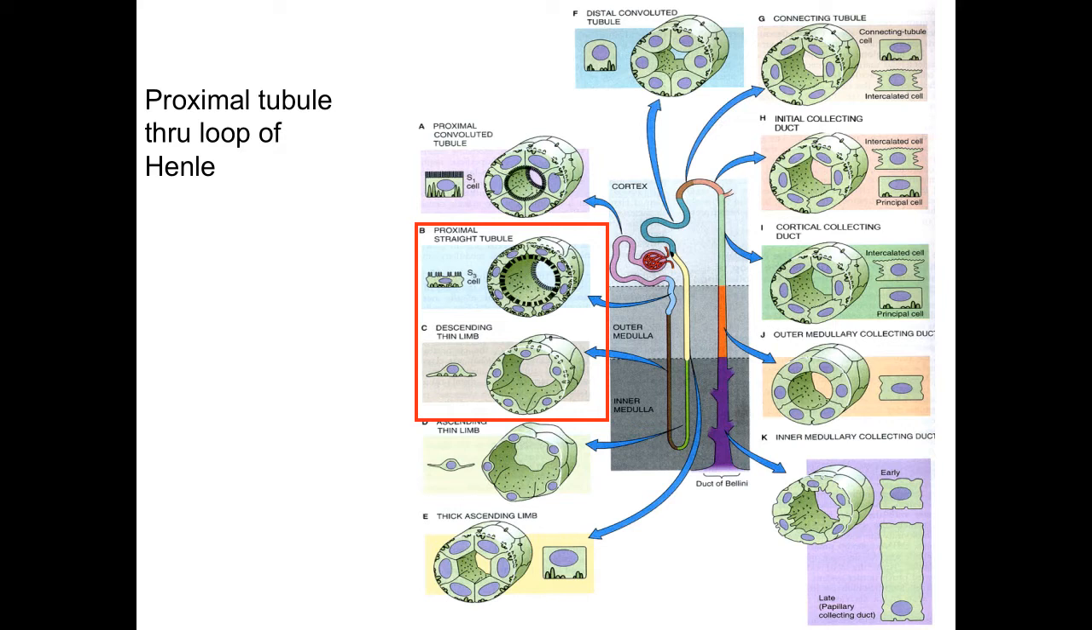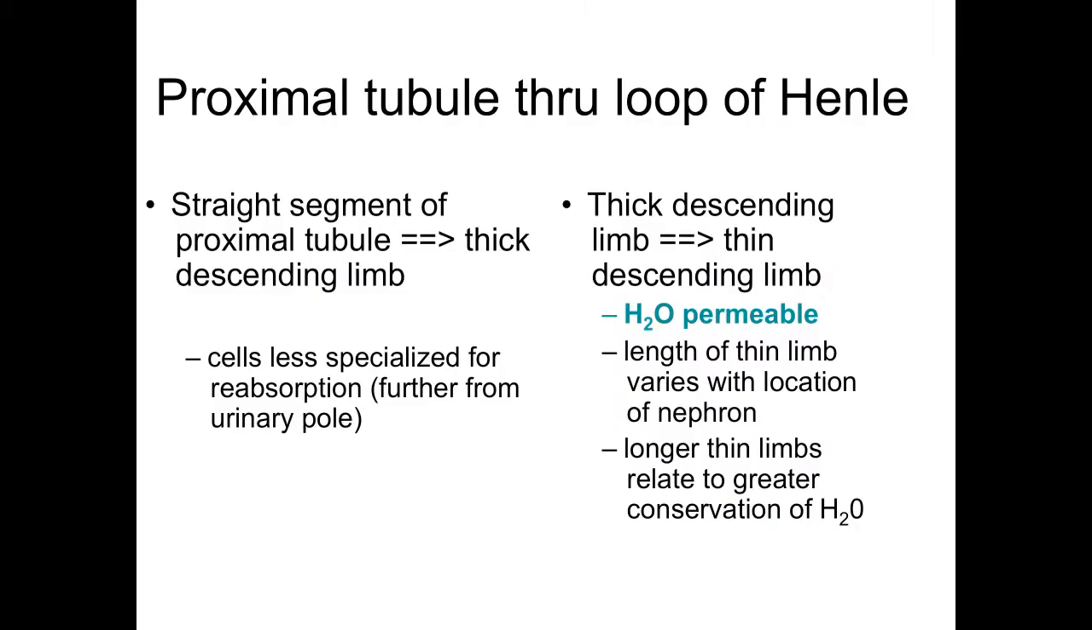If we consider cells in the proximal tubule through the loop of Henle, this region of the kidney tubules, these cells are less and less specialized for reabsorption the further you go from the urinary pole. So you can talk about cells in the straight segment of the proximal tubule through the thick descending limb of the loop of Henle. As I said, these cells are less specialized for absorption. Then you move from the thick descending limb to the thin descending limb. These cells are permeable to water.